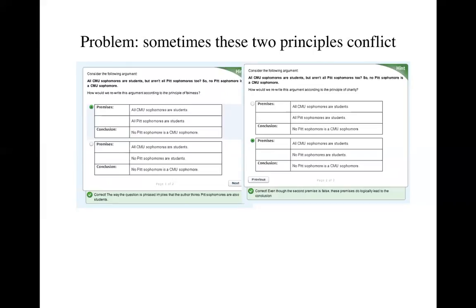So you've changed it very dramatically. So personally, I think that this is the wrong way to use the principle of charity. I don't think that this argument is ambiguous in any way, and there is no reason to change it. So I would disagree with their assessment of how we should rewrite this argument according to the principle of charity. So that's one way that maybe this problem doesn't even come up.